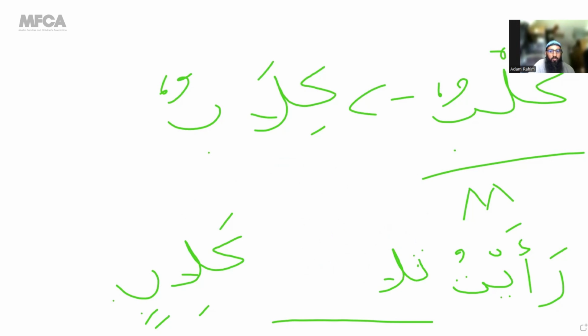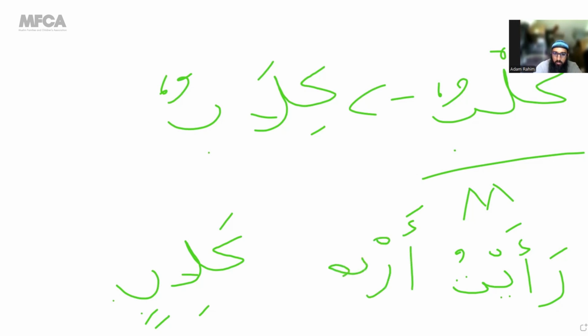Sister Bushra, can you fill in this blank here, please, with a number from 4 through 10, please? رأيت أربعة كلاب. كلاب, very good. رأيت 4 كلاب. What does that mean, sister? I saw 4 dogs. Very good.